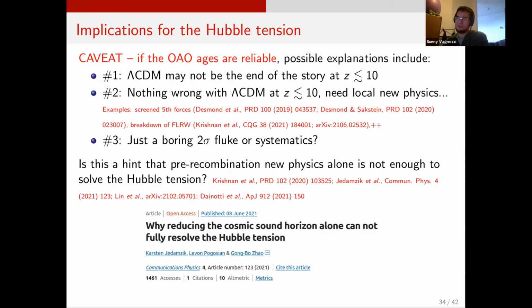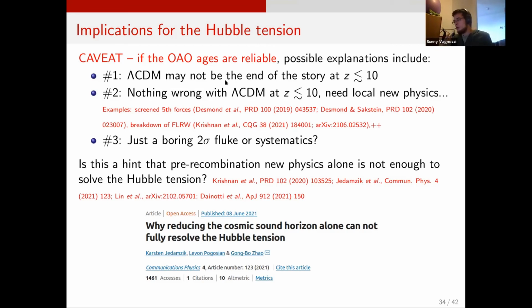Another possible interpretation is that maybe lambda CDM is not the end of the story at low redshift. Maybe we need some new physics at late times, which is going to raise the Hubble constant. And one example, which is actually, I think, of particular interest to some people in the audience, is if we take this number seriously, you need something like phantom dark energy or interacting dark energy, interactions between dark matter and dark energy, to get H0 up and fix this problem.